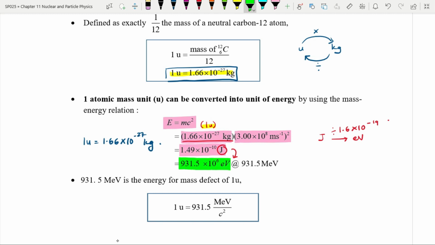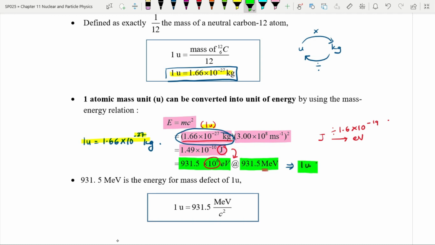Ataupun kita buat dalam bentuk mega electron volt, so dia jadi 931.5. Okay, so saya gantikan exponent 6 ni dengan mega sahaja. So value ini, 931.5 mega EV ni untuk mass of 1U. Kenapa saya kata 1U? Balik semula kepada apa yang saya mention tadi. Kita substitute mass kita 1U. Okay, sebab 1U kita is 1.66 exponent negative 27 kg. Okay, this energy is for 1U.